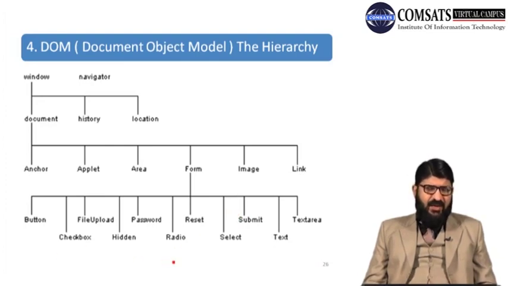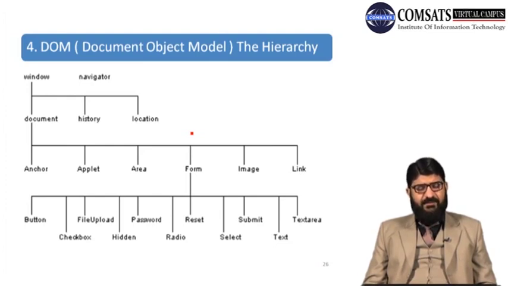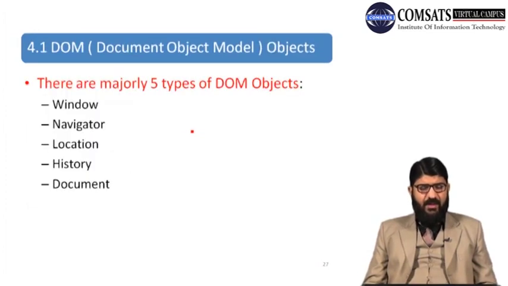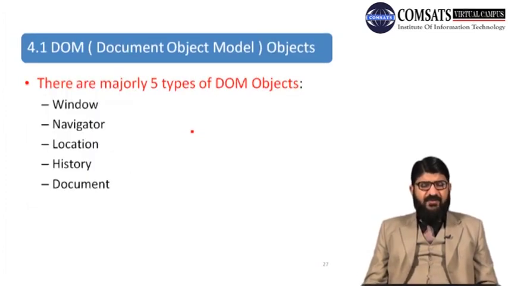So these are all the form elements, and form element is basically part of the document, and document is the part of the window. So this all is showing the DOM hierarchy. How DOM is going to address the different HTML elements in which particular hierarchy. Then we have different types of DOM objects.